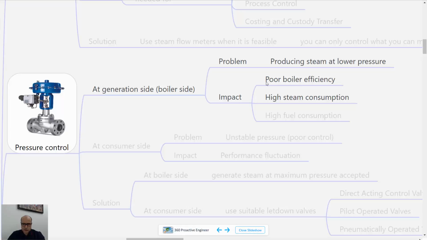The impact of that is the boiler will be running at poor efficiency. Because of the heat content, low pressure steam is lower than high pressure steam, so high steam consumption will be seen. Also, we will have an impact of high fuel consumption from the boiler side.